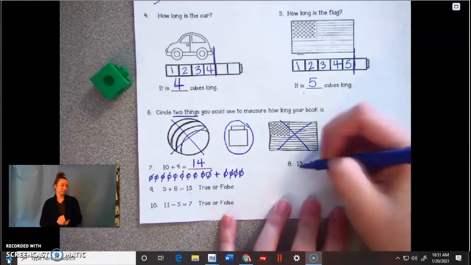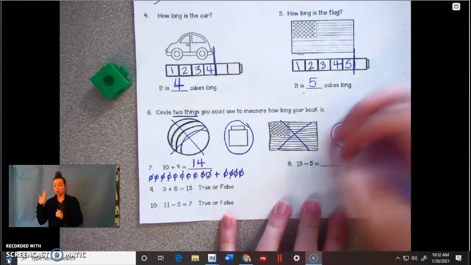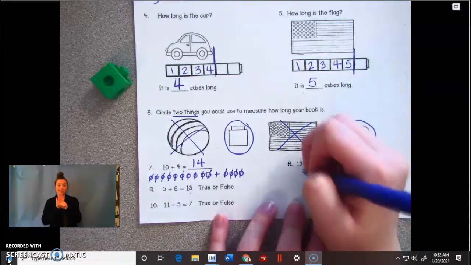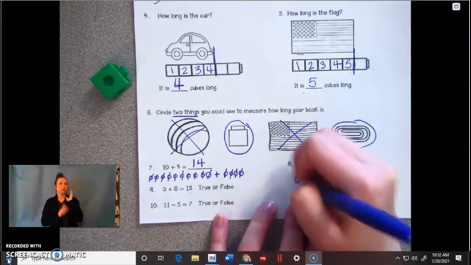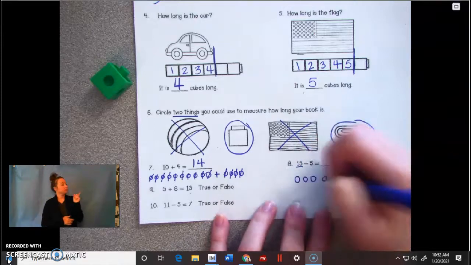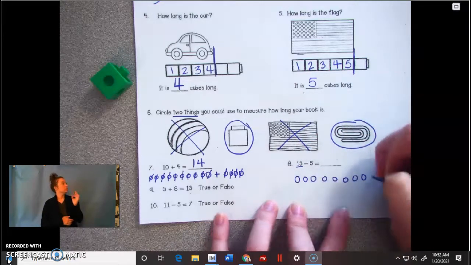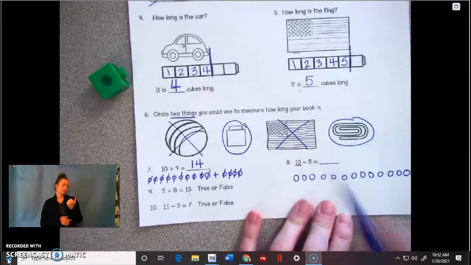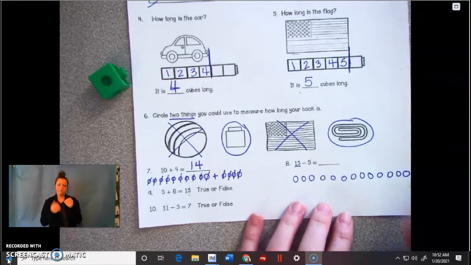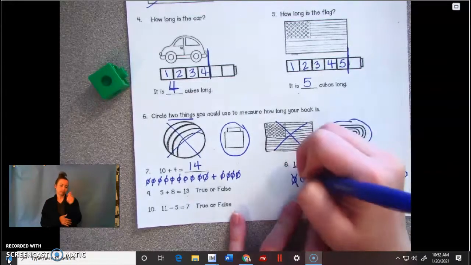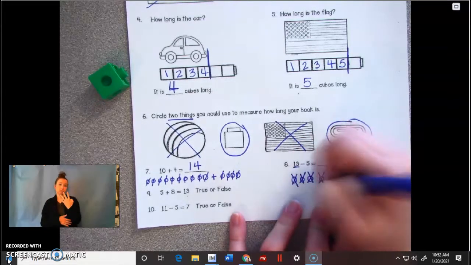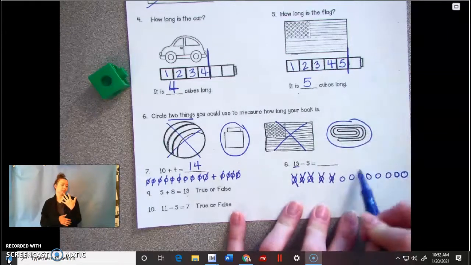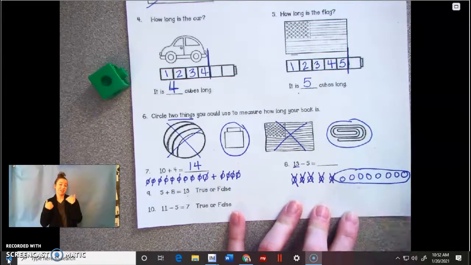All right, 13 take away 5. I'm going to draw a picture just because it's easier. So I need to draw 13 circles. 4, 5, 6, 7, 8, 9, 10, 11, 12, 13. And how many am I taking away? 5. So I'm going to mark off 5. 1, 2, 3, 4, 5. These are the circles I have left, so let me count them. 1, 2, 3, 4, 5, 6, 7, 8.